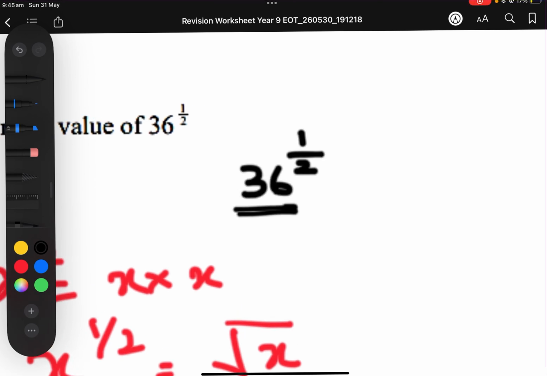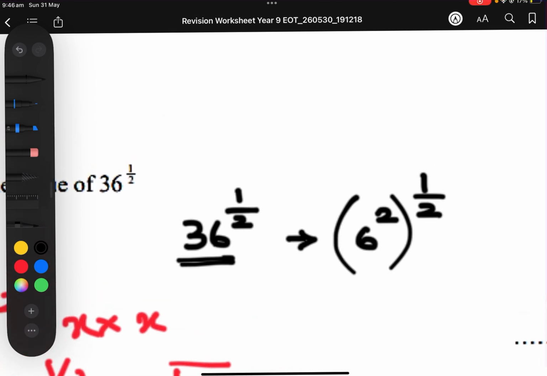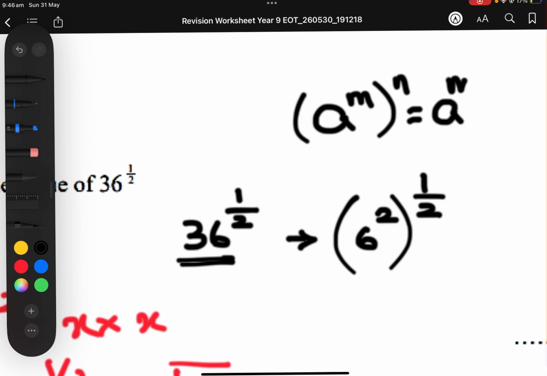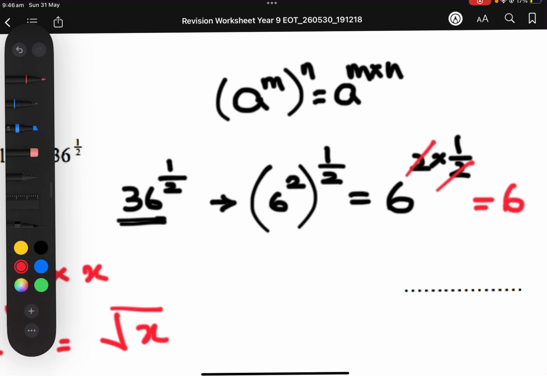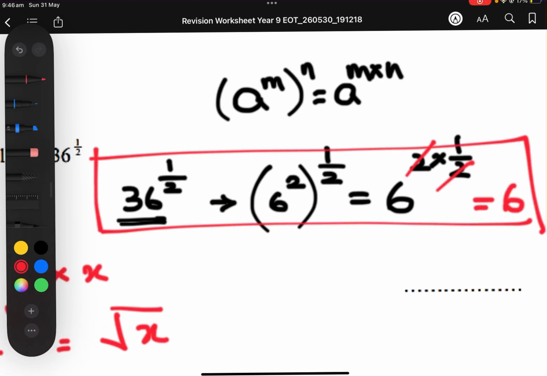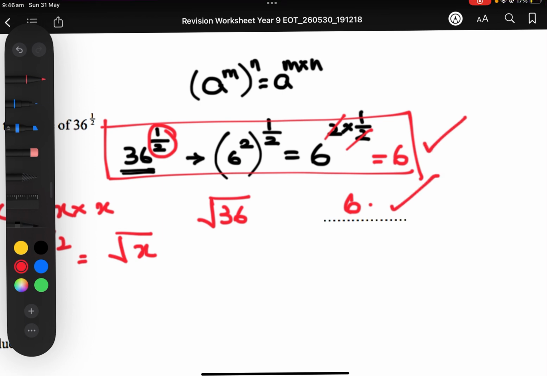How can you write 36? 36 can be written as 6 square. Okay, and then you already have your power 1 by 2. We are applying the identity a to the power m whole to the power n is equal to a to the power m into n. So this becomes 6 to the power 2 times 1 by 2. This 2 gets cancelled. The answer is 6. This is one way to do it. Another is, this power means a root already, so root of 36. Root of 36 is 6. These are the two ways you can solve this question.